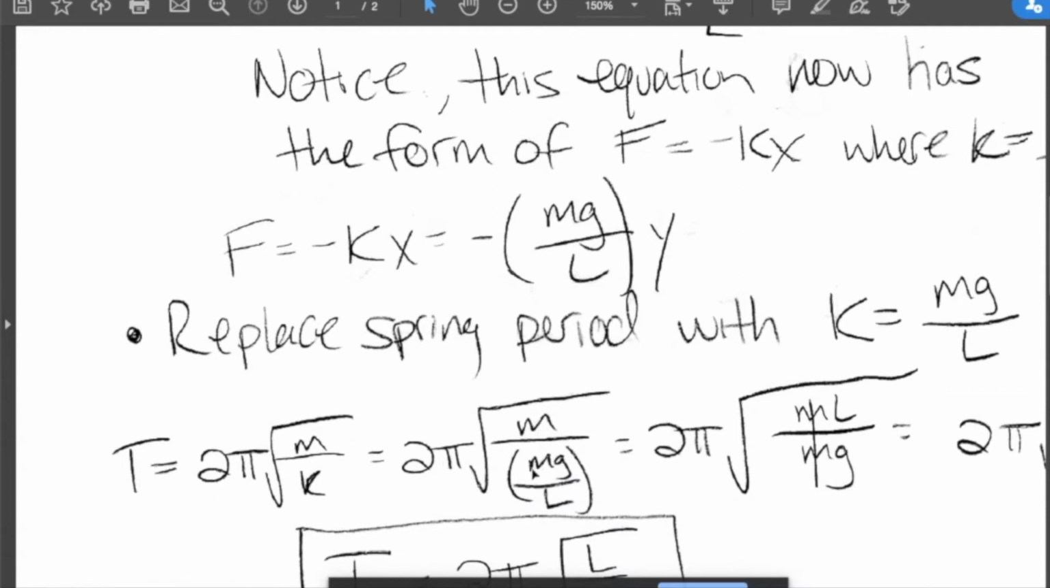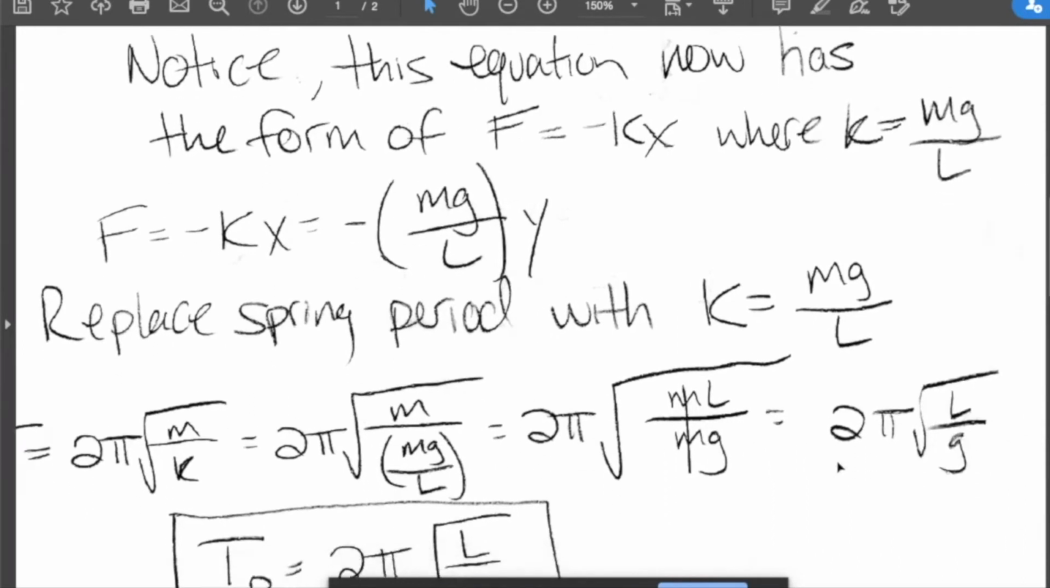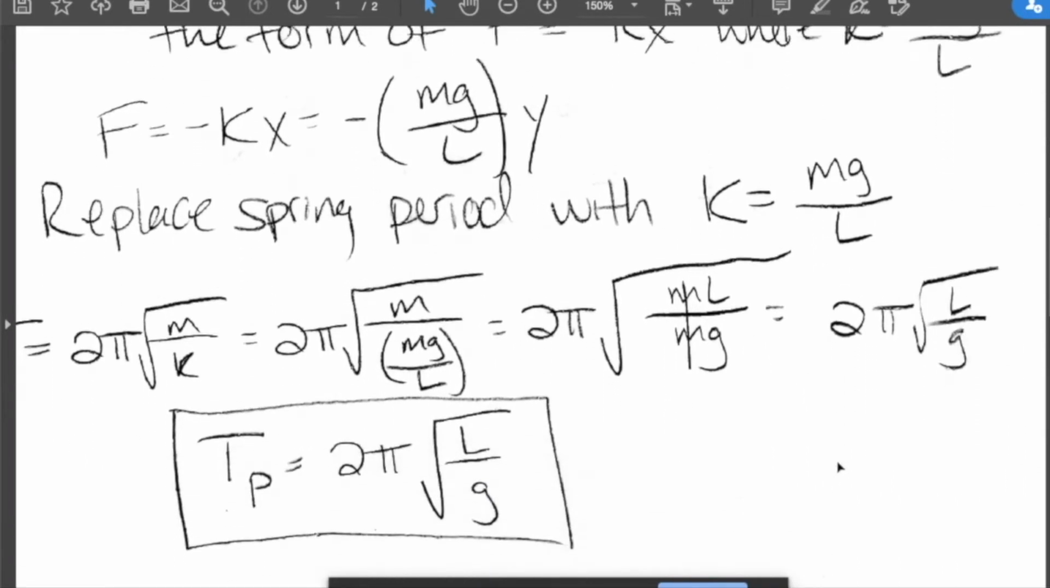We plug in for k mg over L. What we end up getting once we flip and multiply, recognizing that we're dividing by a fraction, we get mL over mg, and that leaves us the final form of the equation. The period of a pendulum is 2 pi times the square root of L over g.